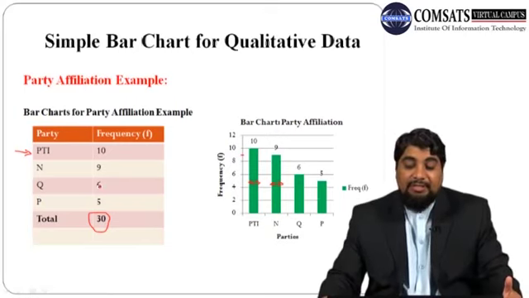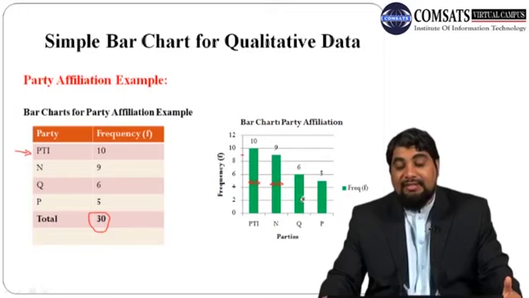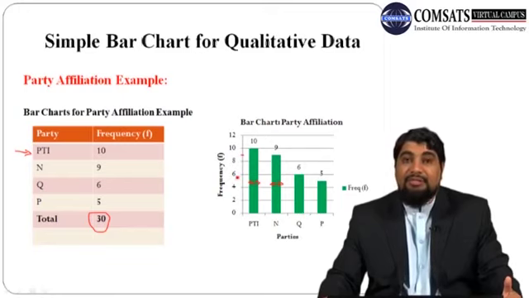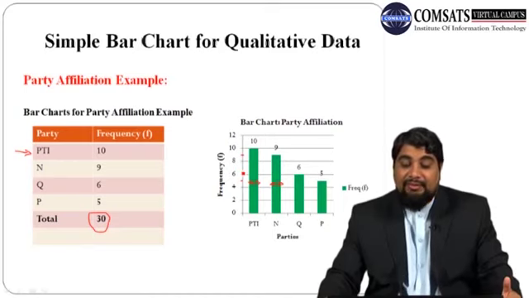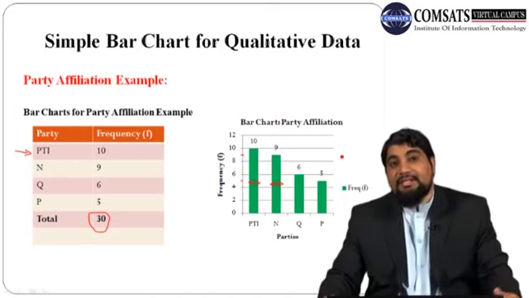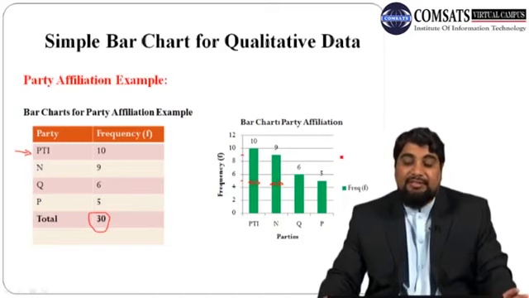Whatever the value of frequency is, the height will take that particular value. So similarly PMLQ, its frequency is 6, so the height of this bar will be equal to 6. And similarly for PPP, its frequency is 5, so construct a bar with height equal to 5, which lies between 4 and 6. So this is how we can construct a simple bar chart.